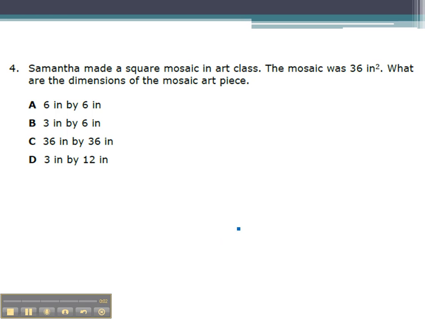Problem number 4 says, Samantha made a square mosaic in art class. The mosaic was 36 inches squared. What are the dimensions of the mosaic art piece?